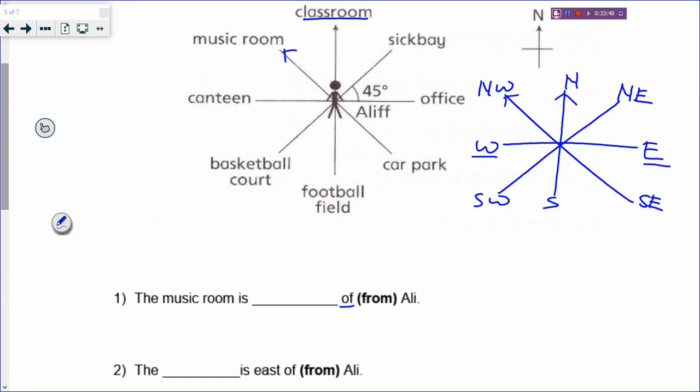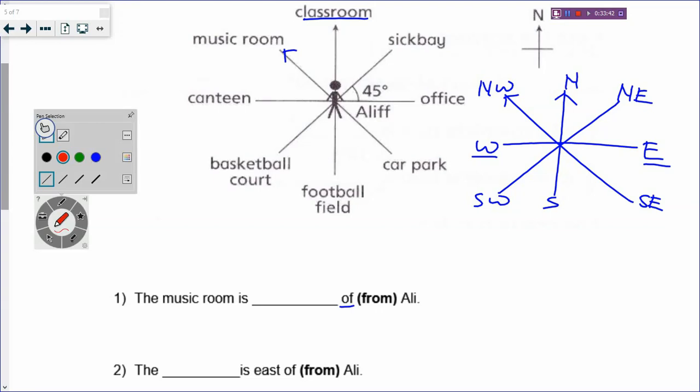Okay, so Ali is in the middle, right? Ali is here, for example, in the middle. So he wants to go to the music room. So he must go northwest. So the music room is northwest from Ali.